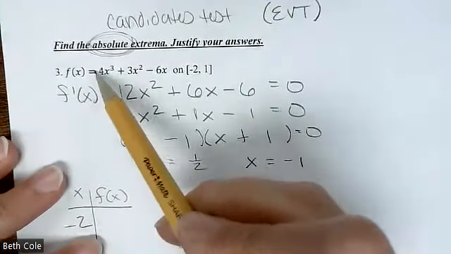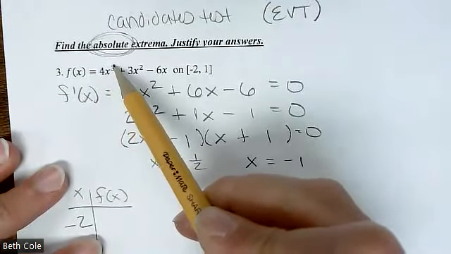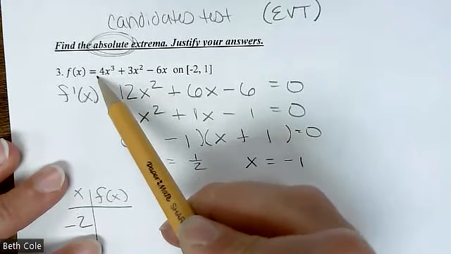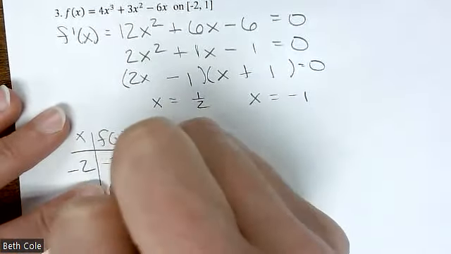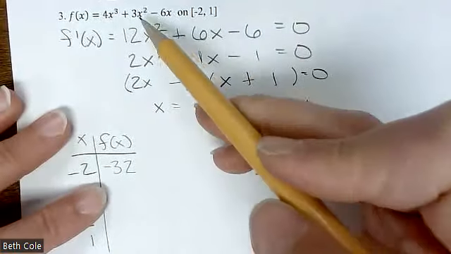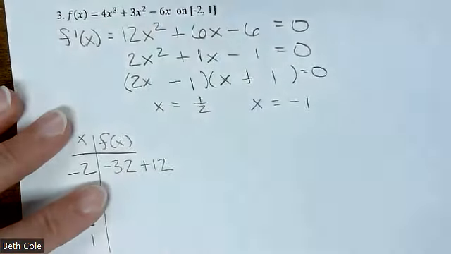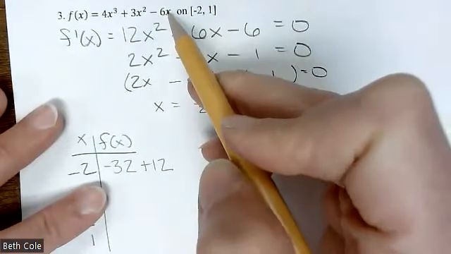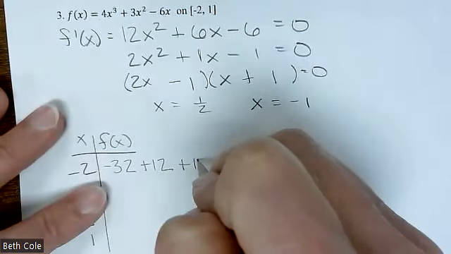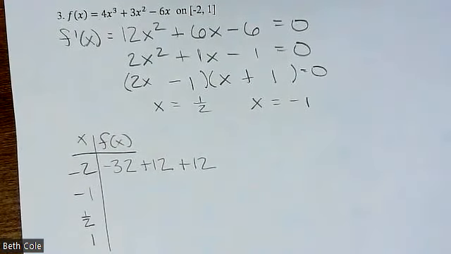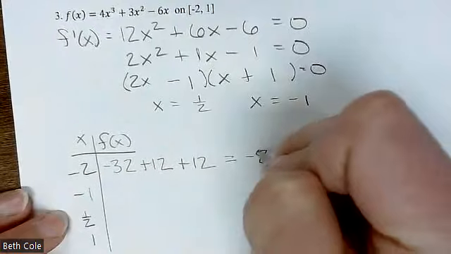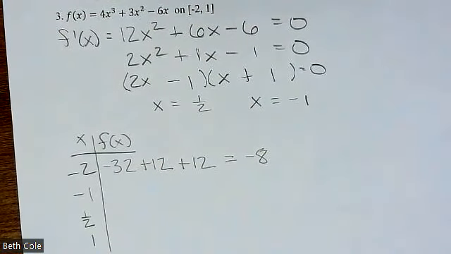Okay. Plugging in -2, -2 cubed, -8 times 4. All right. So that'd be -32. -2 squared is 4 times 3 is 12. And then -2 times -6 is 12. So 12 and 12 is 24. Negative 32 plus 24 is negative 8. Good, we got through that one. This isn't hard, it's just tedious, right?